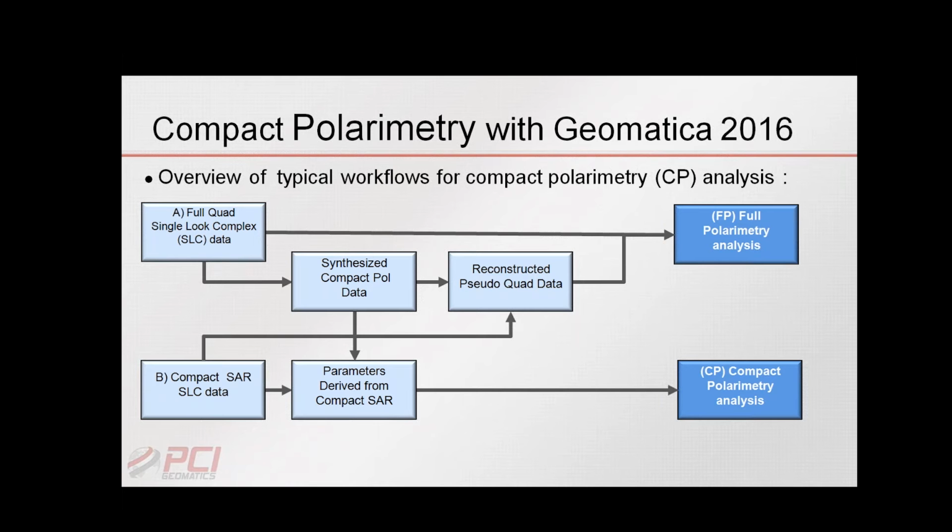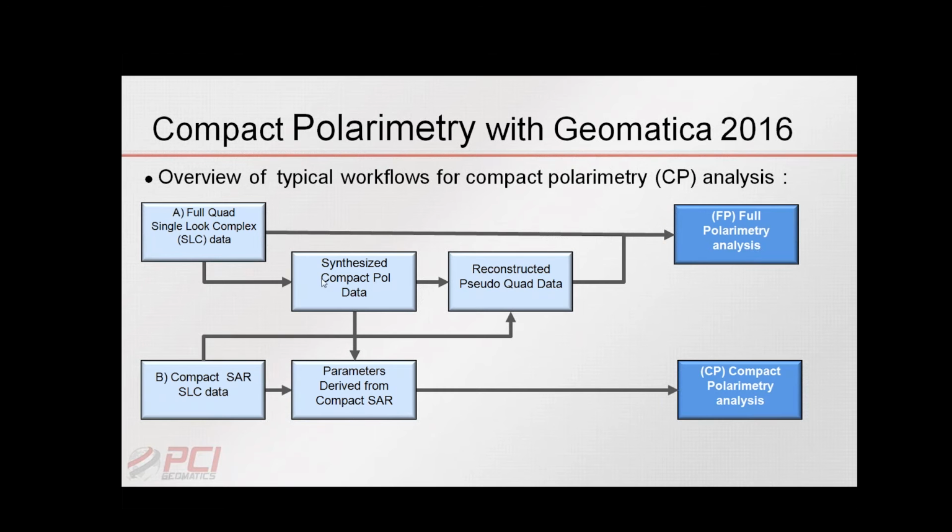But let's start with a slide that depicts the two main workflows that we can use to do a compact polarimetry analysis. Right now, since there are not many compact polarimetry sensors available, what we can do is take a fully quad polarimetric image and synthesize a compact pole dataset. After that, if we really want to check what kind of information we have lost in the process, or how we can compare a fully polarimetric image to a compact pole dataset, depending on a specific configuration, we can reconstruct a pseudo-full covariance matrix and then proceed to a full polarimetry analysis. This is mainly for research.